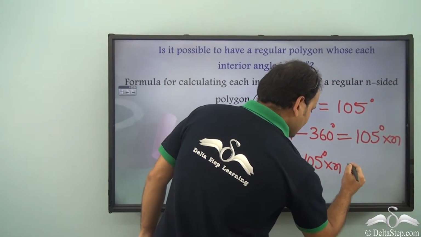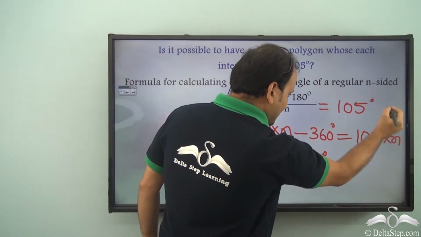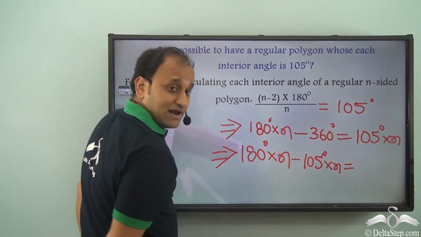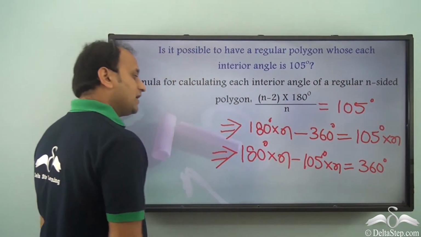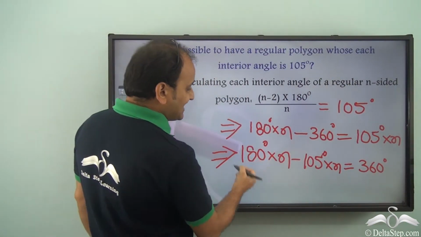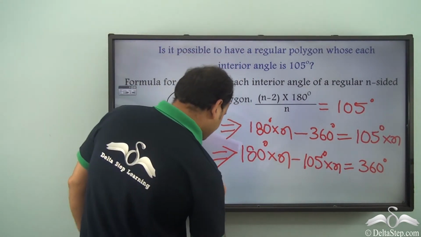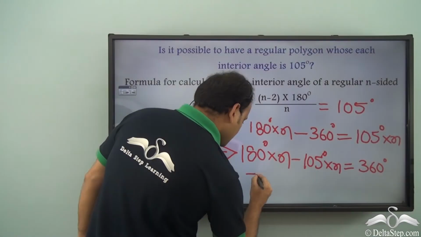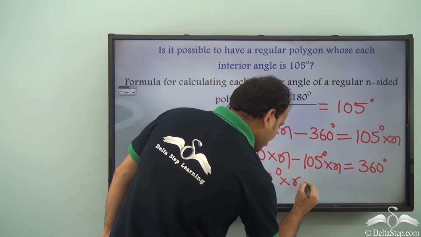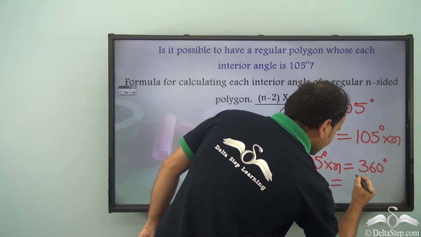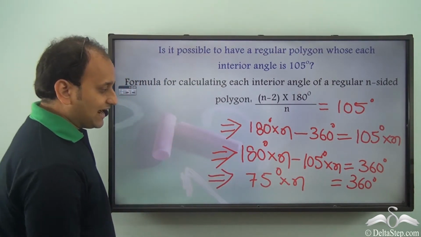This will be equal to 360 degrees, because 360 degrees, when it moves here, it's minus, it will become plus. So, we can write 360 degrees. Now, if we subtract 180 degrees into n minus 105 degrees into n, what do we get? Well, 75 degrees into n. This will be equal to 360 degrees. Or what can we write this value as?